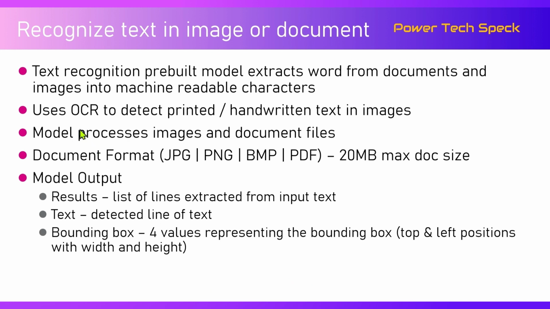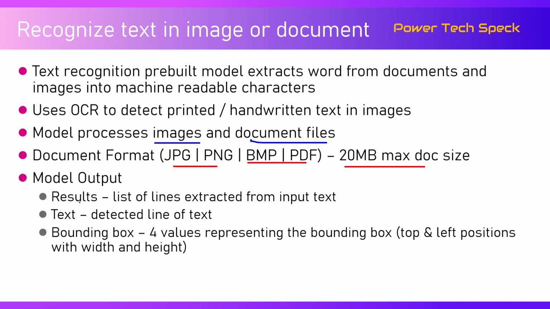Now, the model processes images and document files. The document format can be JPEG, PNG, BMP, or PDF, up to 20 megs in size. The maximum document size should not exceed 20 megs. So, if you have a big document, I would advise you to split it into chunks of maybe 10 to 15 megs, and then you should be able to scan the document correctly.